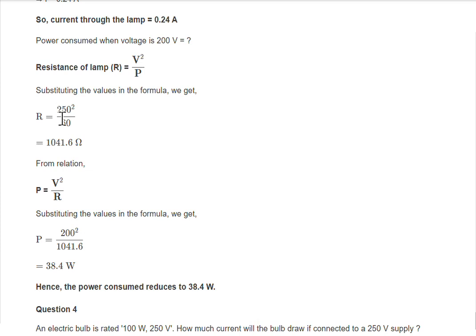So in the first case, R we got. That R we have substituted in the second value. By calculation we will get the power consumed reduces to 38.4 watt.